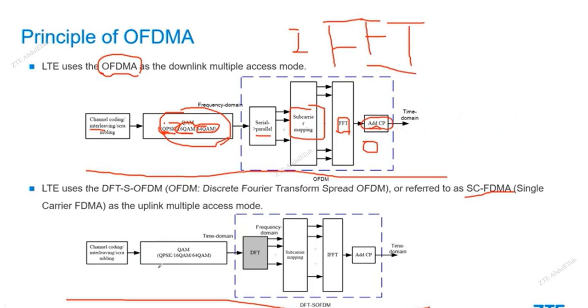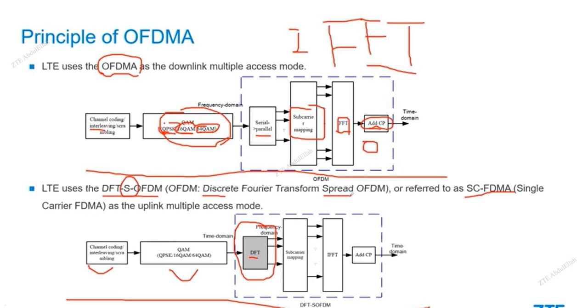Now we can see uplink. In uplink, this procedure is the same as downlink. Subcarrier mapping, IFFT and CP are also the same. Just here is different. That means in uplink we add one more step, which is DFT. DFT means discrete Fourier transformation. This technology's full name is DFT-S-OFDMA. S means spread. Spread means we can change our narrowband signal to a wideband signal.